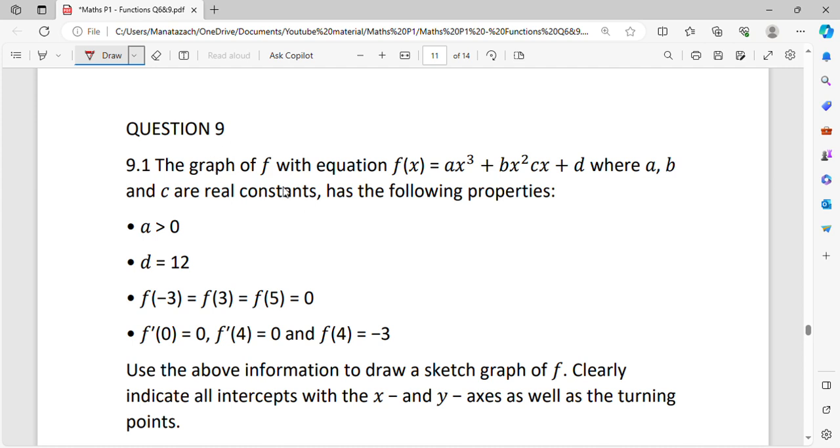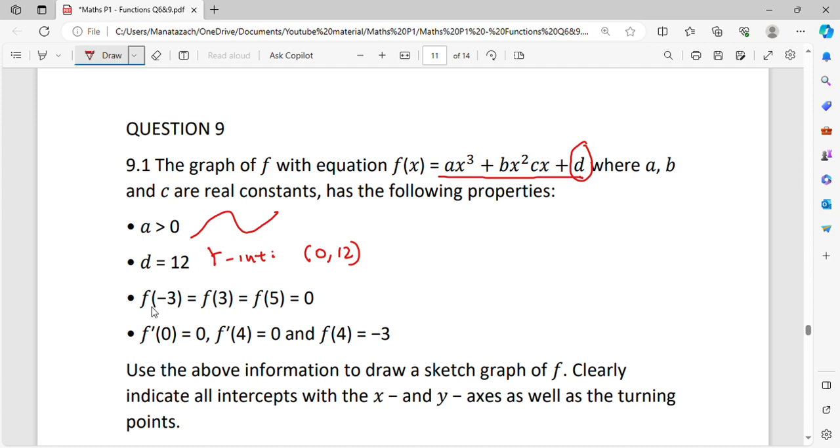The graph of f with equation f of x is equal to this cubic function, where a, b and c are real constants, has the following properties. A is greater than 0, so this is giving us the shape of our function where a is positive, and then d is equal to 12. D is our constant, so this is giving us the y-intercept. The y-intercept will be (0, 12).